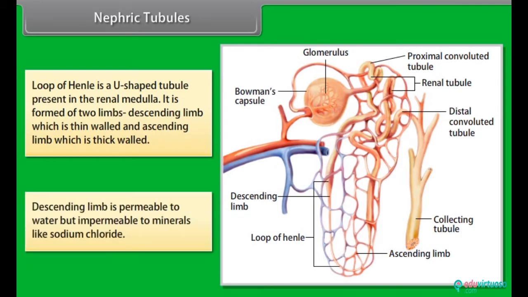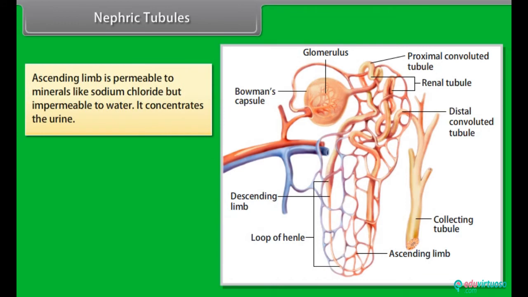Descending limb is permeable to water but impermeable to minerals like sodium chloride. Ascending limb is permeable to minerals like sodium chloride but impermeable to water. It concentrates the urine.